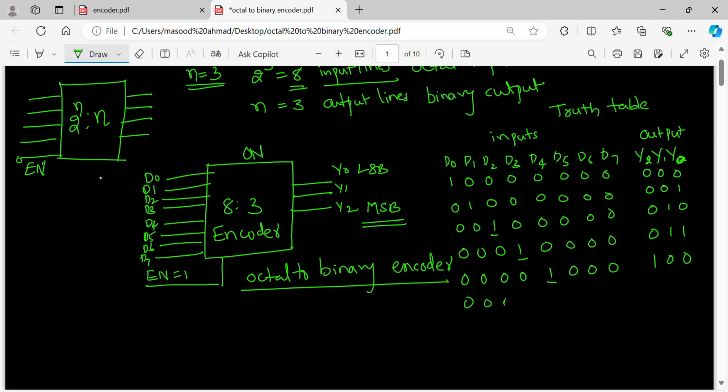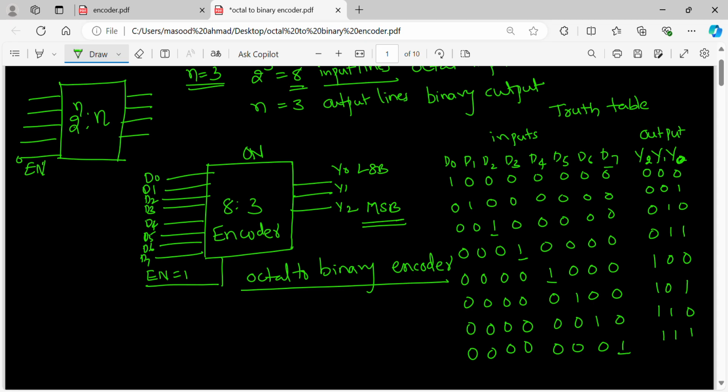Similarly, for 0, 0, 0, 0, 0, 1, 0, 0, it will be 1, 0, 1. For 0, 0, 0, 0, 0, 0, 1, 0, it is 1, 1, 0. For 0, 0, 0, 0, 0, 0, 0, 1, it is 1, 1, 1 because D7 is 1. So this is how it works.